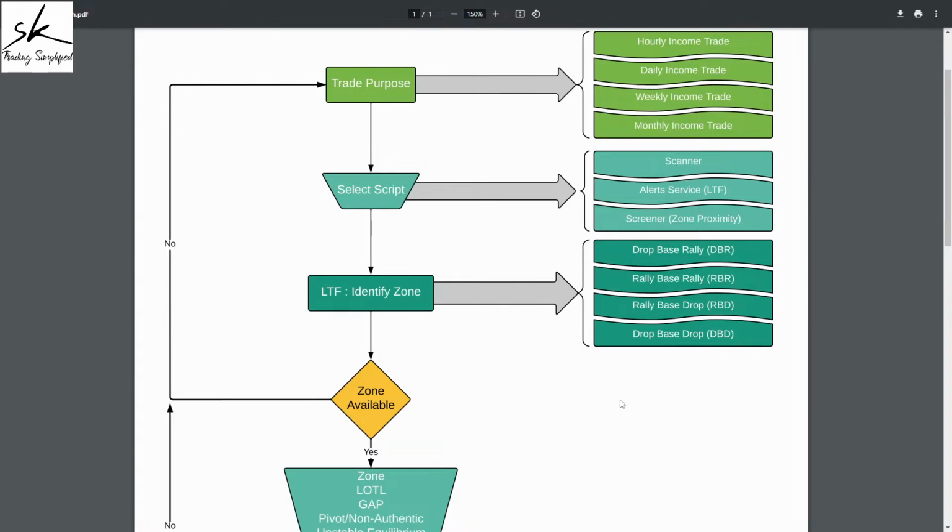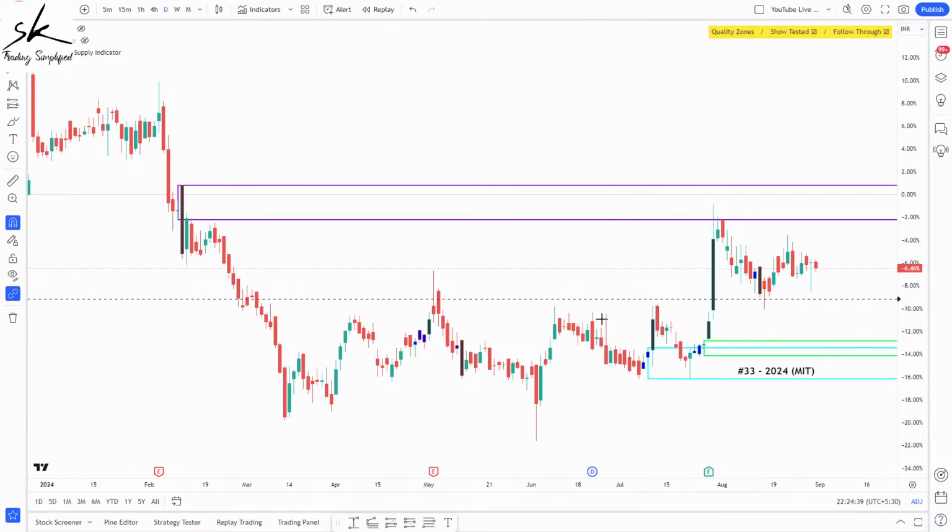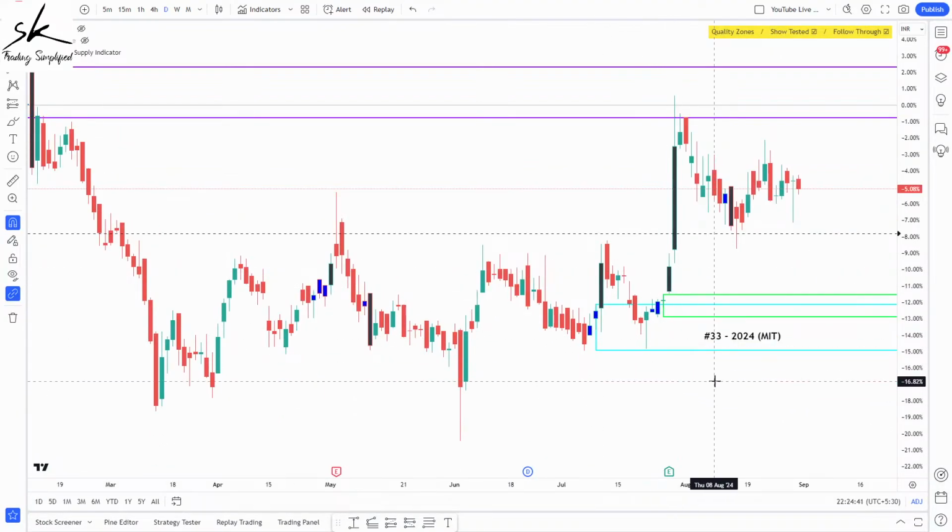So let's go back to the symbol where we are analyzing. Now, currently you can see I have the demand supply zone indicator applied, which is where I don't have to identify the zones. The indicator does it automatically for me, plots the zone for me. So the process becomes much more mechanically easier and faster. But remember, demand supply is based on price action.